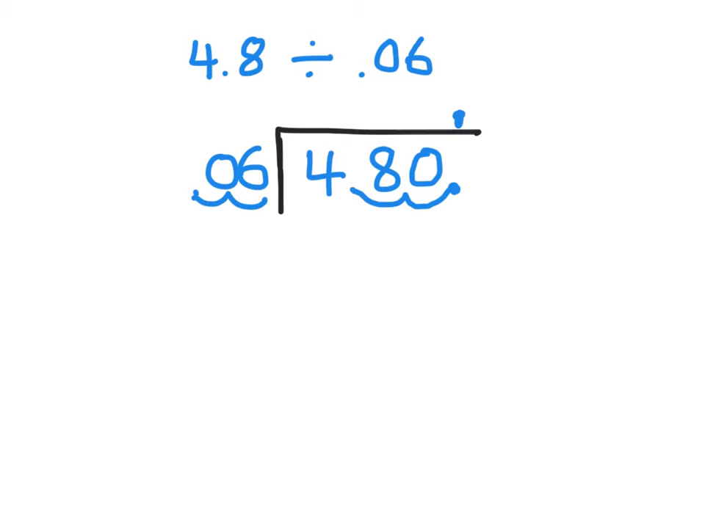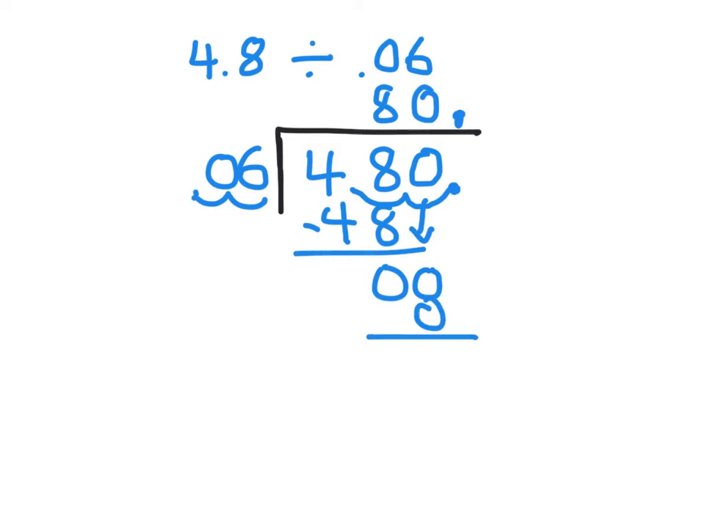And now let's divide. 6 will go 8 times into 48. There's no remainder, but we do have a 0 there. And 6 will go 0 times into 0. And that's it. So the answer is going to equal 80. So how'd you do?